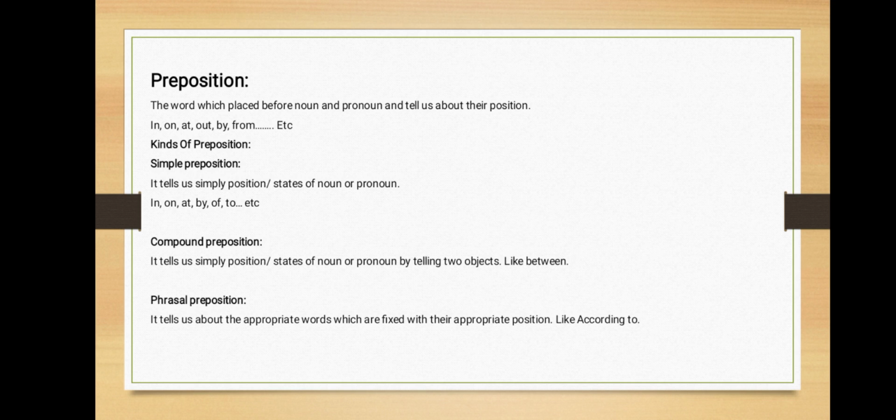Number two, compound preposition. It tells us the position, state of a noun or pronoun by relating two objects. The words are between, under, among, across, etc. Number three, phrasal preposition. It tells us about the appropriate words which are fixed with their appropriate position. Words are afraid of, according to, switch on, etc.